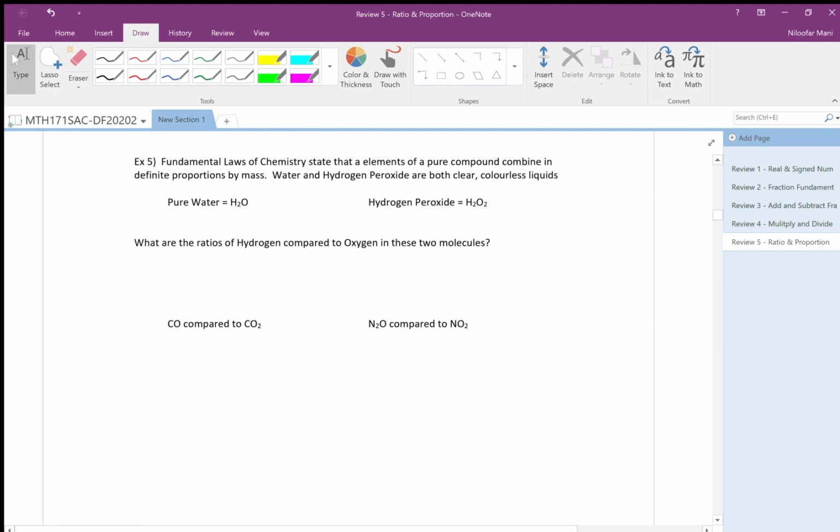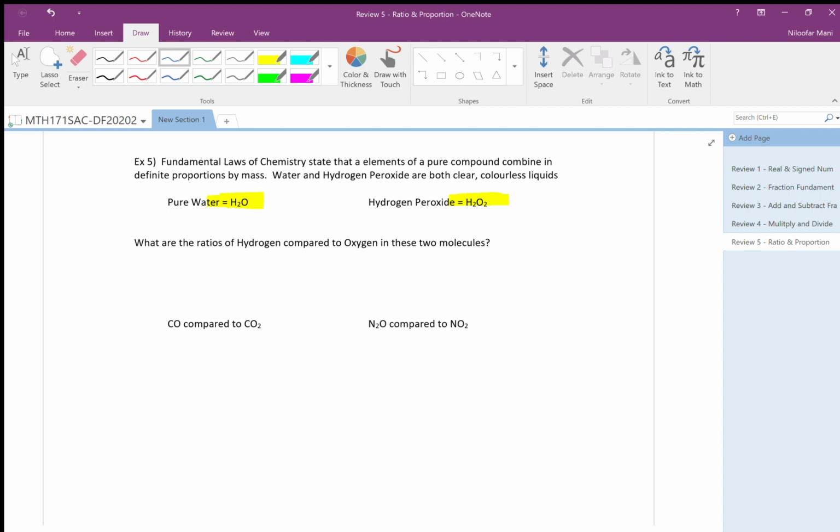Okay, how about here, this question? Fundamental laws of chemistry state that the elements of a pure compound combine in defined proportions by mass. Water and hydrogen peroxide are both clear colorless liquids. Okay, so one of them is H2O and one of them is H2O2. What are the ratios of hydrogen compared to oxygen in these two molecules? Okay, so you read the question.